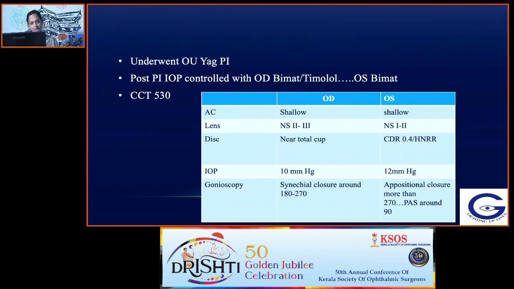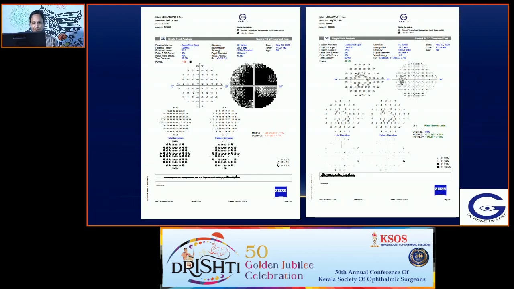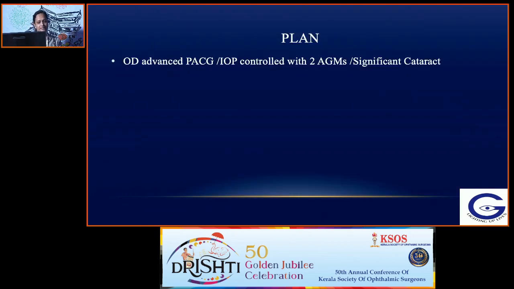Gonioscopy revealed closed angles. So the patient underwent YAG-PI in both eyes, and post-PI IOP was controlled with a fixed-dose combination of 2 drugs in the right eye and a single drug in the left eye, and the central corneal thickness was normal. The lens was around NS 2 to 3 cataract with near total cupping, and the IOP was 10 mm post-PI, and gonioscopy showed synechial angle closure around 180 to 270 degrees. The fields were showing advanced damage in the right eye. So this was a case of advanced PACG with IOP control on 2 AGM with a significant cataract.